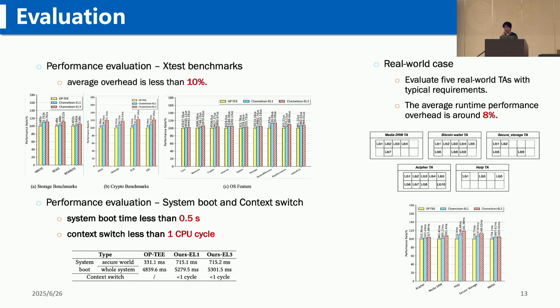We also evaluate Chameleon's performance in 5 real-world TAs. The results show that the average performance overhead is around 8%.